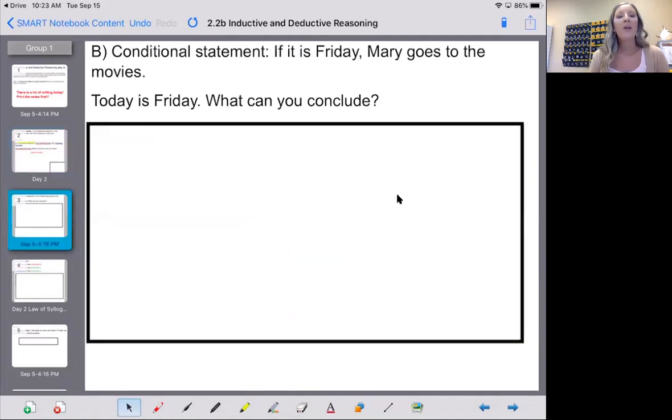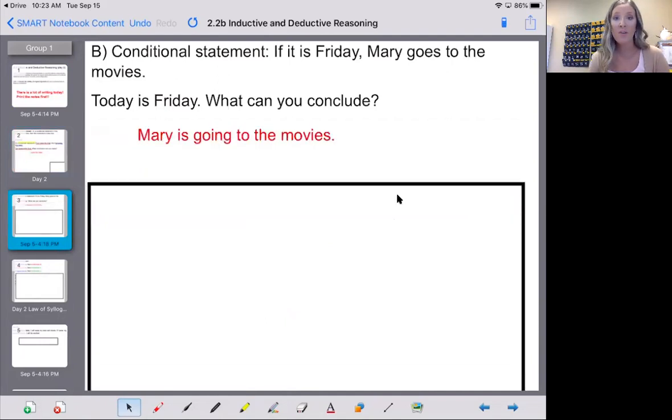Let's try another one. The conditional statement says, if it's Friday, then Mary's going to go to the movies. Today is Friday. What conclusion can you make then? If today is Friday and Mary goes to the movies on Fridays, and today is Friday, what's the conclusion? Well, the conclusion is she's going to the movies, right? So if this happens, then this happens. And then it says the if part happened. And so the conclusion, of course, is that she's going to the movies.